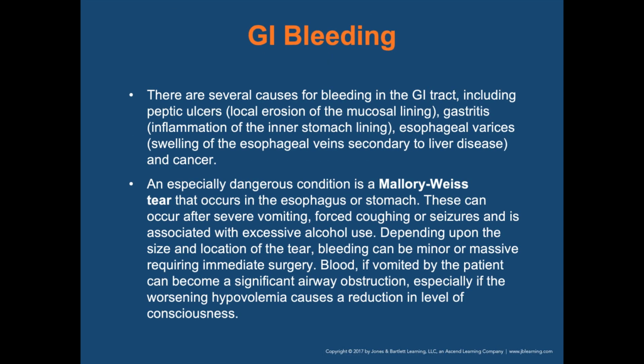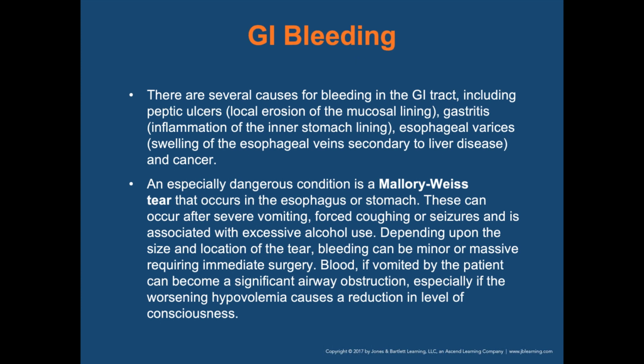So the GI bleeds, there's several causes for bleeding in the GI tract, including peptic ulcers, local erosion around the muscle lining; gastritis, which is inflammation of the inner stomach lining; esophageal varices, swelling of the esophageal veins secondary to liver disease; and cancer. All right.